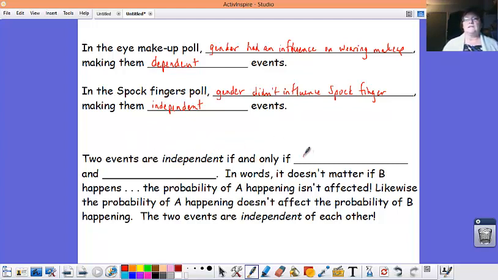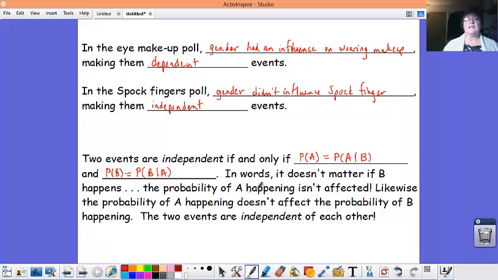Two events are independent if and only if, and we're going to do this symbolically, the probability of A happening is exactly the same thing as the probability of A happening given B did. I want you to think about that. The probability or the chance that A will happen is exactly the same whether B happened, right? And vice versa, the probability that B happens has to be exactly the same thing as the probability that B happens given A did.